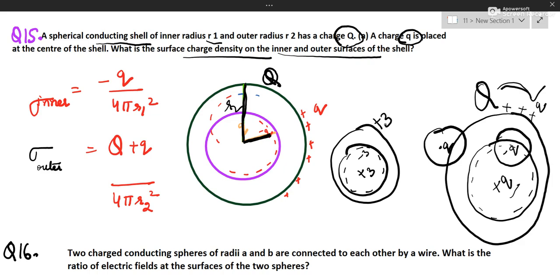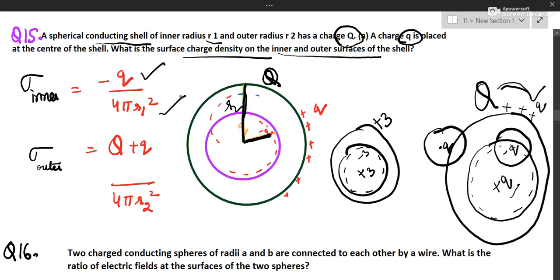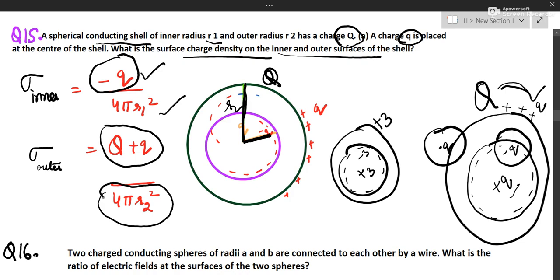So what is the surface charge density on inner surface? Look here, this is surface charge density on inner surface. It is charge by area. So area is 4 pi R1 square for inner, and charge on inner surface is minus q. But on outer surface it is Q plus q, and area is 4 pi R2 square.